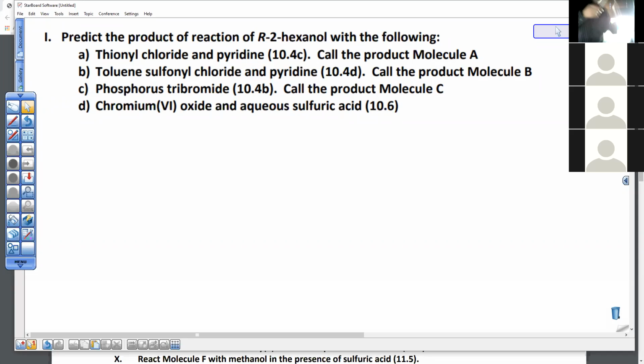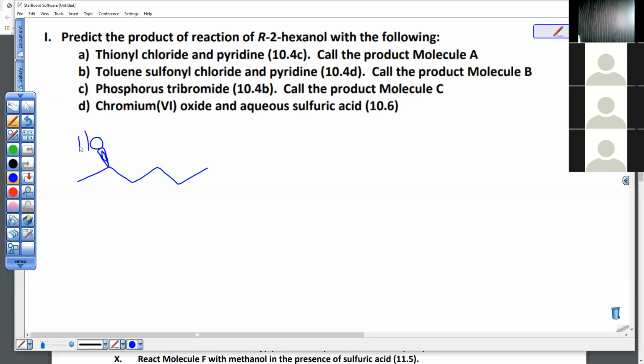I don't even have my pen handy here. All right, the old pen. Okay, so 2-hexanol, 2, 4, 6, and R would be like this. I don't know if we lost anybody there. Part A. But let's find that mechanism in 10.4C.